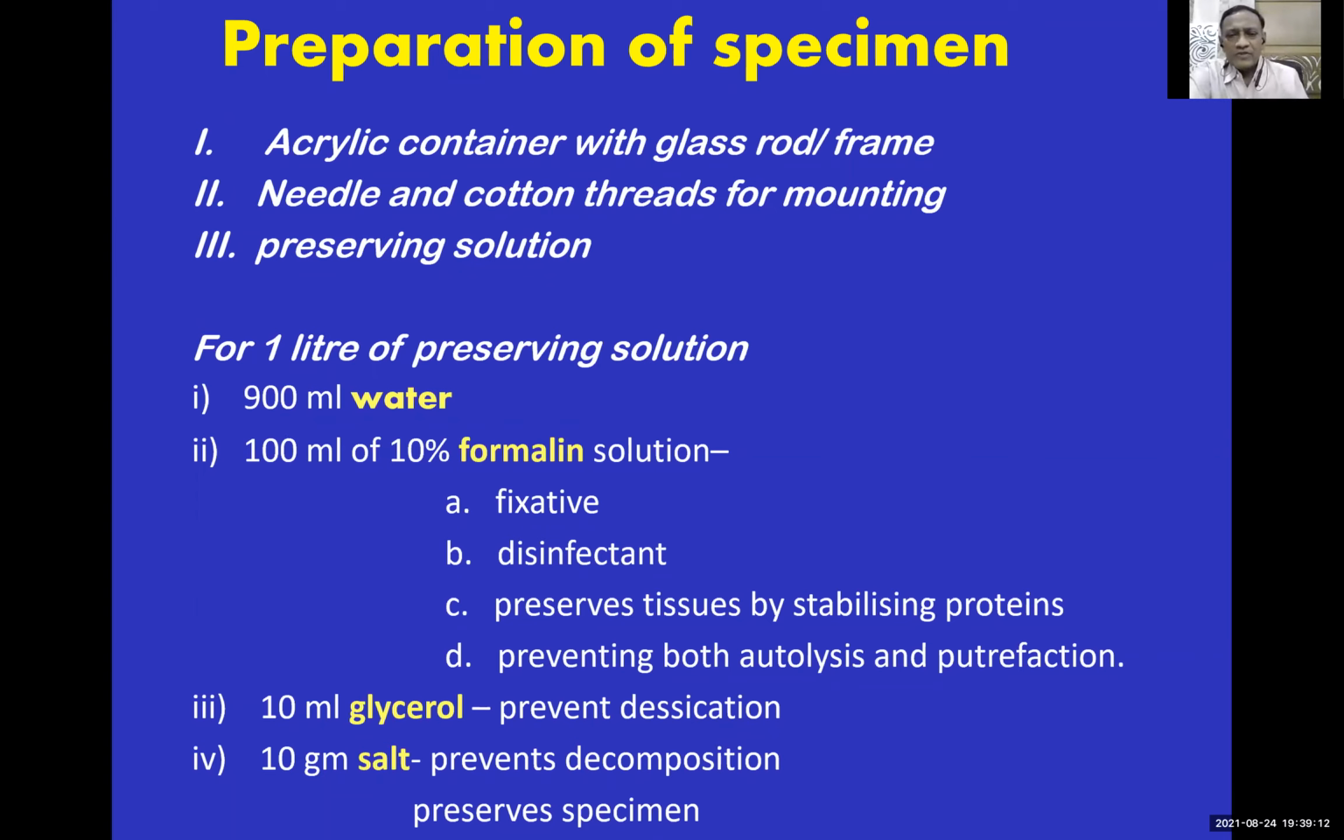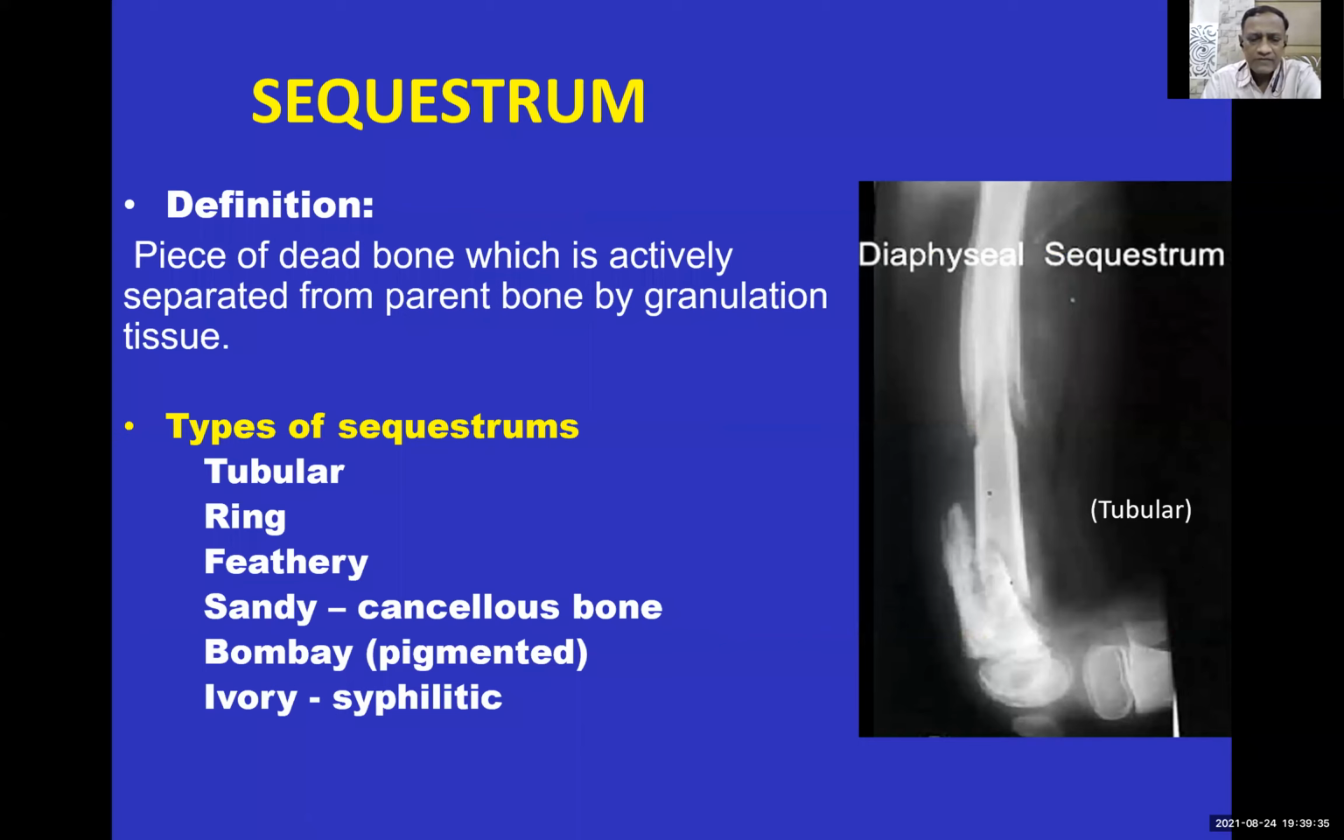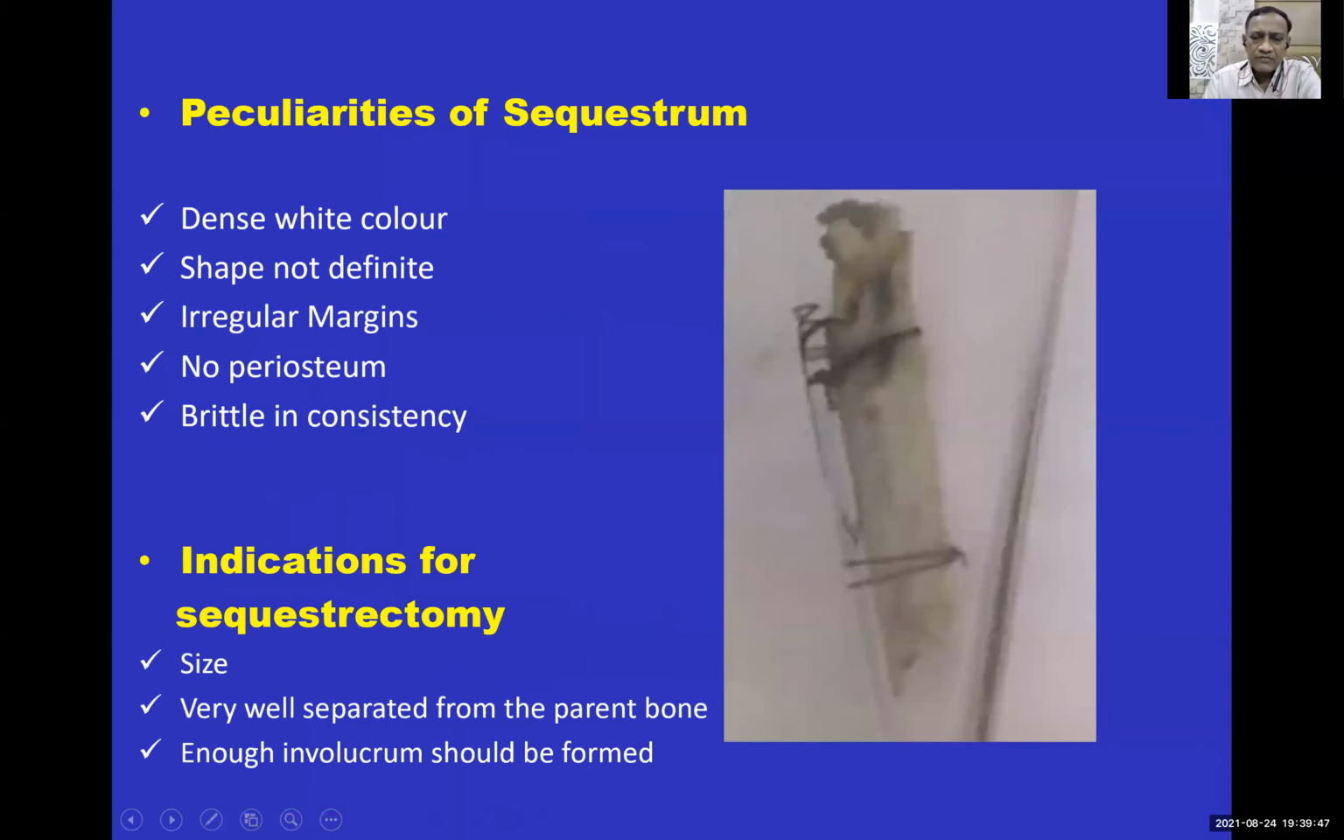So the first specimen is of infection, which is very common in our country, chronic osteomyelitis, showing the involucrum and sequestrum. Here you can see the sequestrum, involucrum, and this whole thing is the cloacae. The examiner may ask you about the definition, then the types of sequestrum. This is the X-ray showing the tubular sequestrum with the involucrum. Then you should know the peculiarities of sequestrum, and also the indication of sequestrectomy.